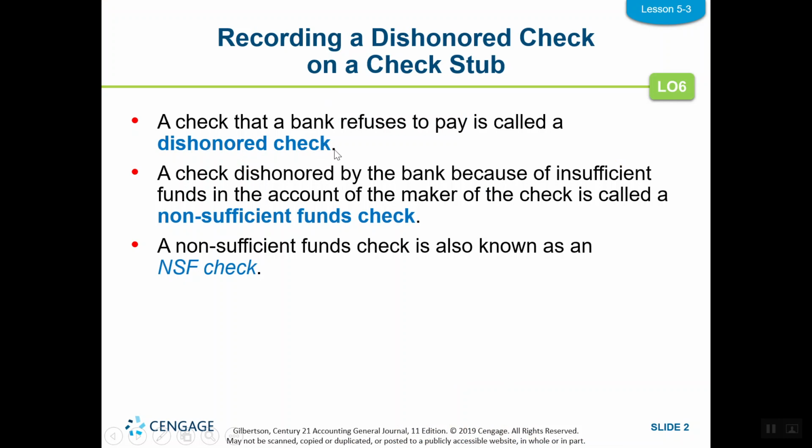A check that a bank refuses to pay is called a dishonored check. So, if a customer comes in and writes a check, and that check did not have enough money in the account to clear it, sometimes the bank will pay it, sometimes they won't. When they don't pay it, that's a dishonored check. A check dishonored by the bank because of insufficient funds in the account of the maker of the check is called a non-sufficient funds check. They're also known as an NSF check.